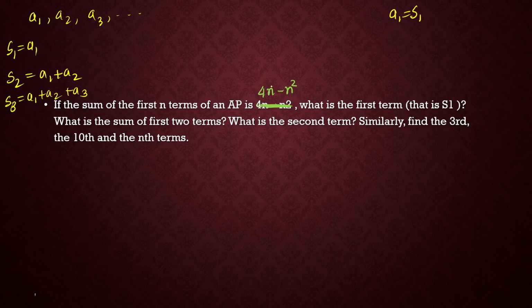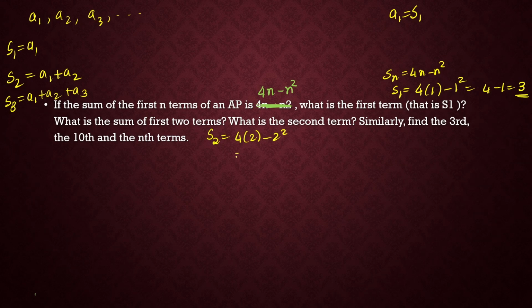So the sum of first n terms is given as Sn. They have given it as 4n minus n square. So for S1, in place of n you have to substitute 1. That is equal to 4 into 1 minus 1 square, that is equal to 4 minus 1, that is equal to 3. So this is the value of S1. What is the sum of first two terms? Now S2 is equal to 4 into 2 minus 2 square, that is 8 minus 4, that is also equal to 4. Similarly, find the third, 10th and the nth terms.